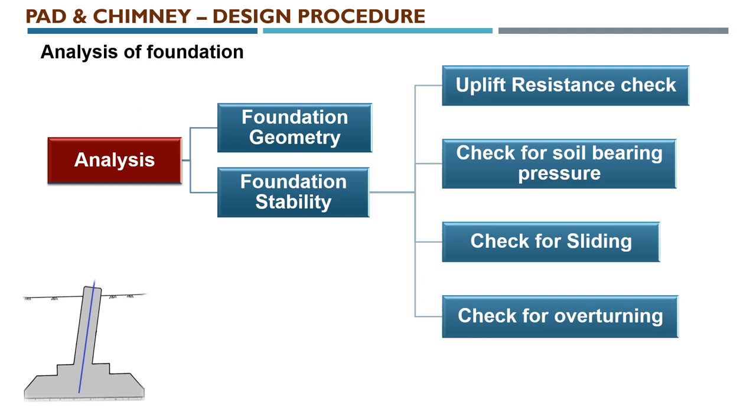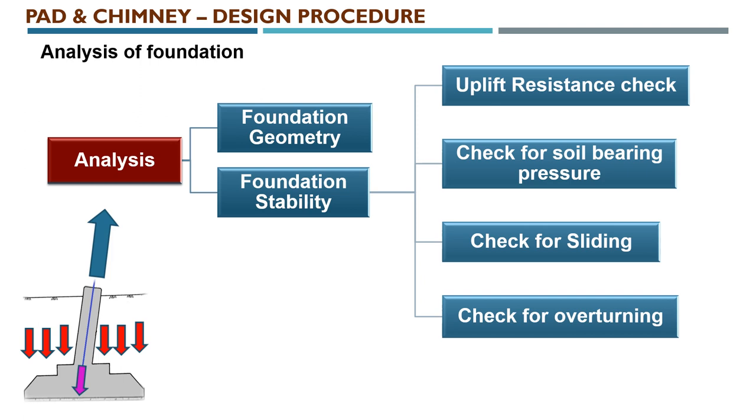First one is uplift resistance check. What it means: suppose you consider the foundation shape in the left bottom corner, and it is subject to uplift loads from the tower structure. This will cause a push up of the foundation. In order to resist this uplift, we need to apply the subsoil load over the foundation and the self-weight of the overall foundation.